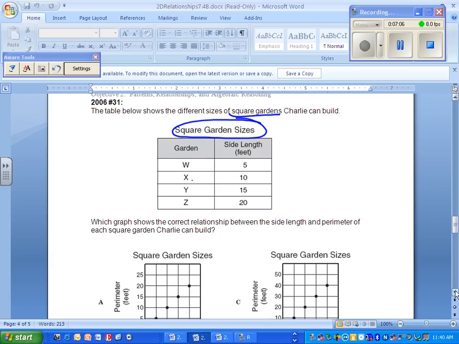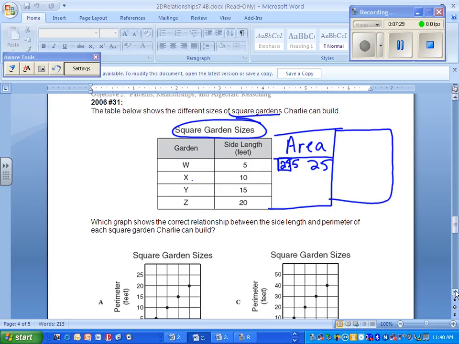Side length of 5, that area would be what? If I have a square and the side length is 5, the area is 25. I'm going to make another column here on our own. So the area is going to be 25 here. Oh, and I need to have another one too, because then I look down at my question. It says, which graph shows the correct relationship between the side length and perimeter of each square garden? So I don't even need area, I need perimeter.